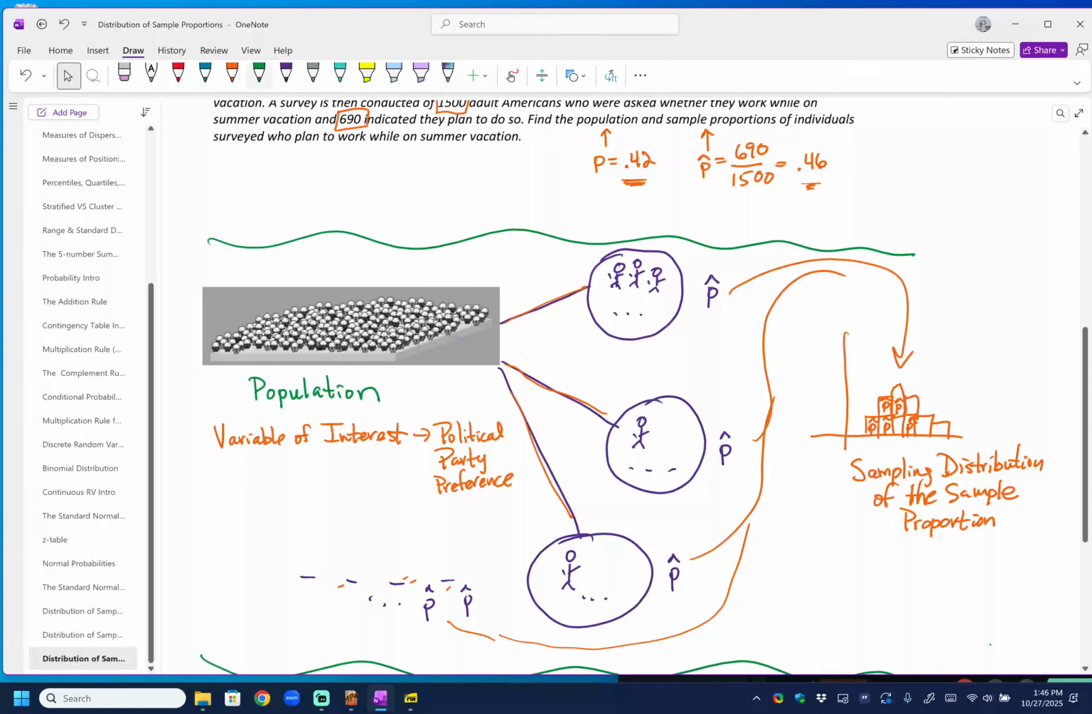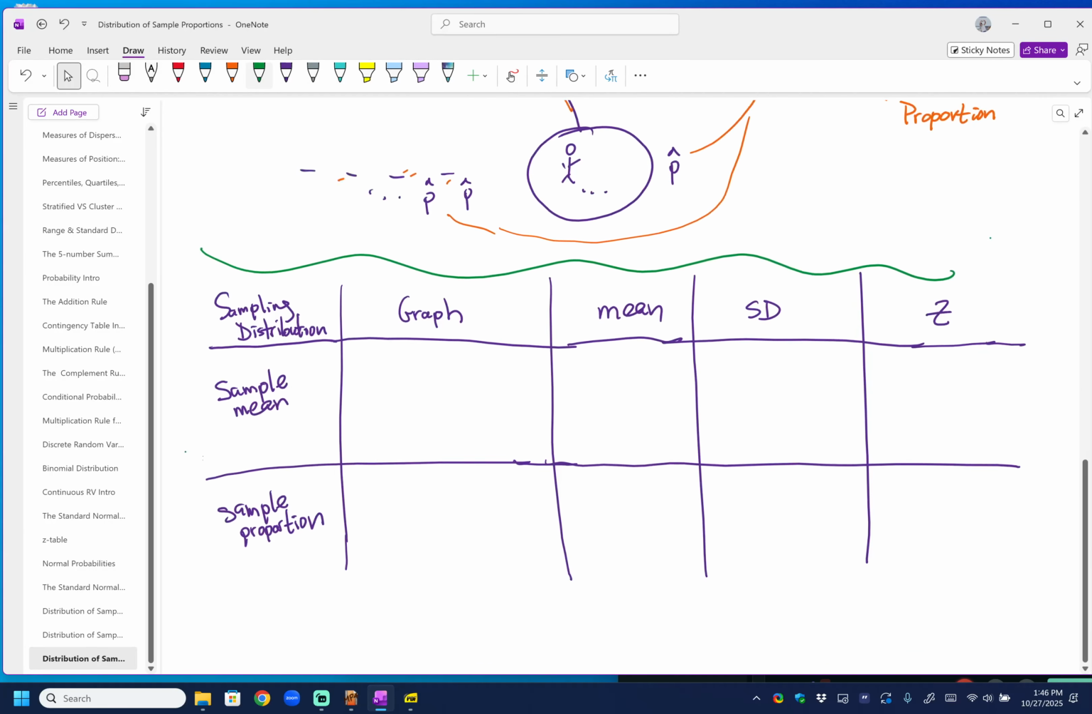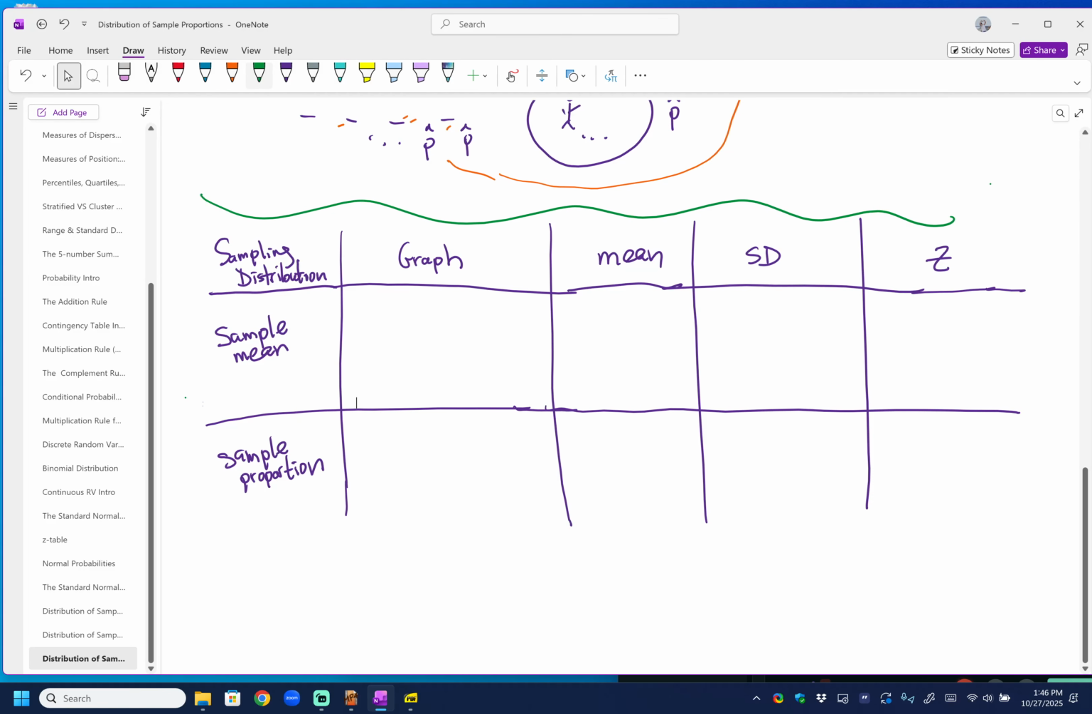Okay, so moving on, let's talk about sample proportions and how they compare to sample means. You've seen a diagram like this before. As a matter of fact, it was populations versus sample means, which was a great way to introduce the formulas for sample means. Well, we're going to do the same thing here, except we're going to use sample means to introduce the formulas for sample proportions.